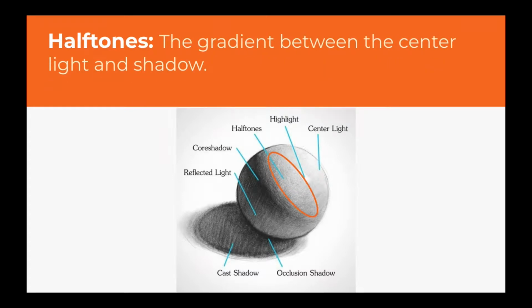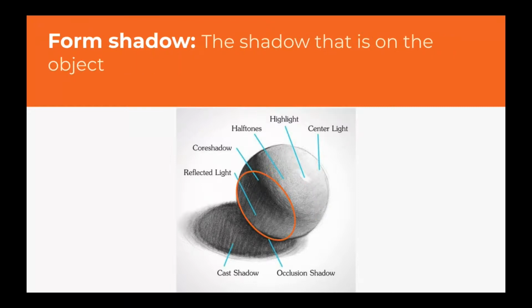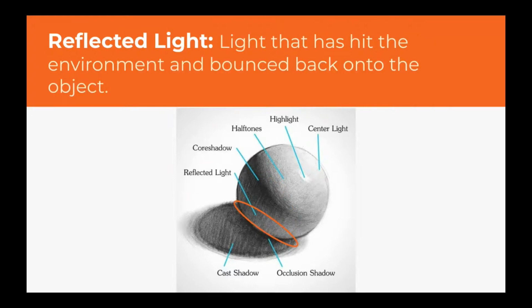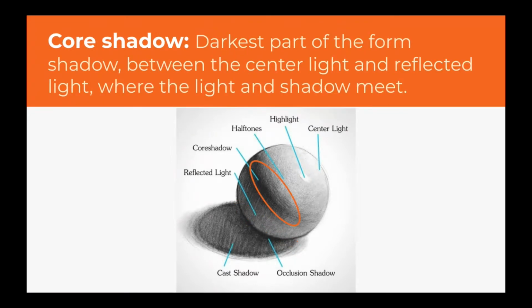Then we have the halftones. This is just the gradient between the center light and the shadow. Next, we have the form shadow. This is the shadow that is on the object. Reflected light is light that is within what we would call the form shadow, but it's actually light that has hit the environment and bounced back onto the object, making the shadow a little lighter. Then we have the core shadow. This is the darkest part of the form shadow, between the center light and the reflected light, where the light and shadow meet.